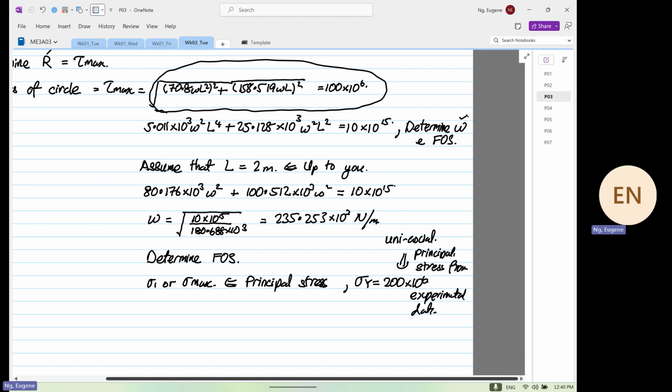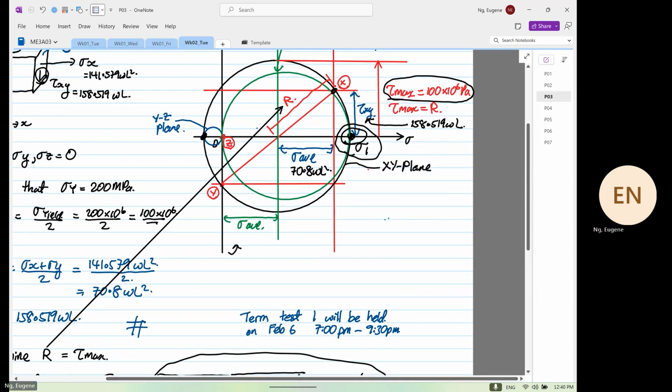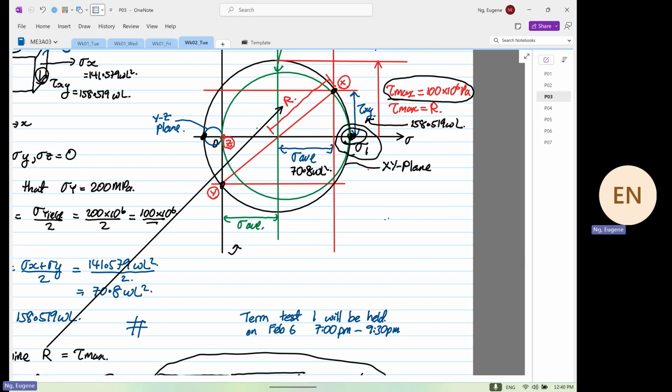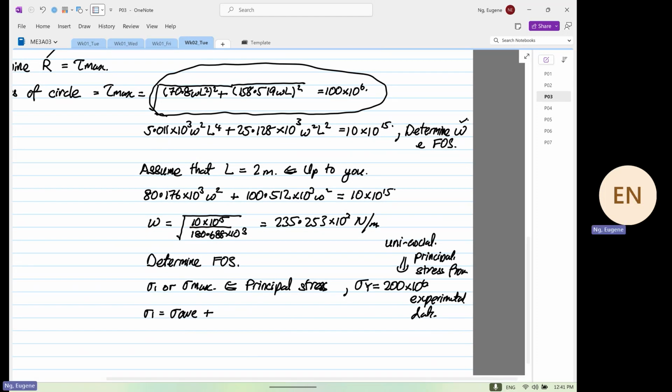So we have to also determine our principal stress because our structure has a combination of what? Our structure, if you look at Mohr's circle, has both normal and shearing stress. But at stress 1, what will happen? We only have normal stress. Are we clear? So stress 1 is equal to stress average plus our tau max.